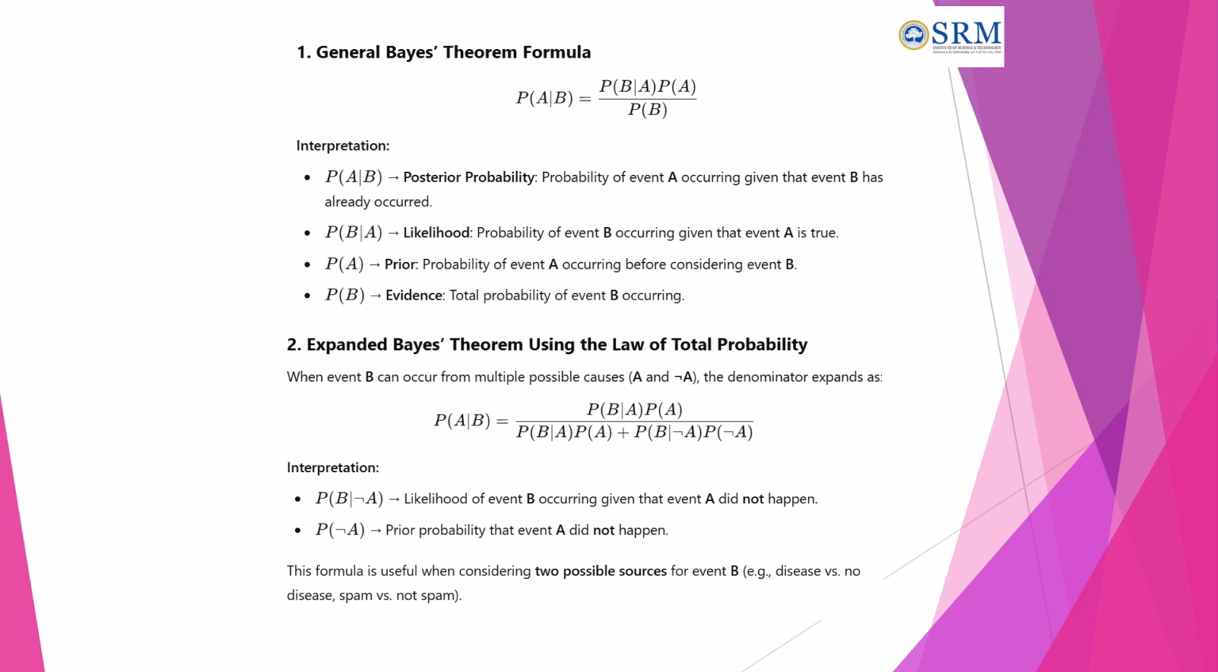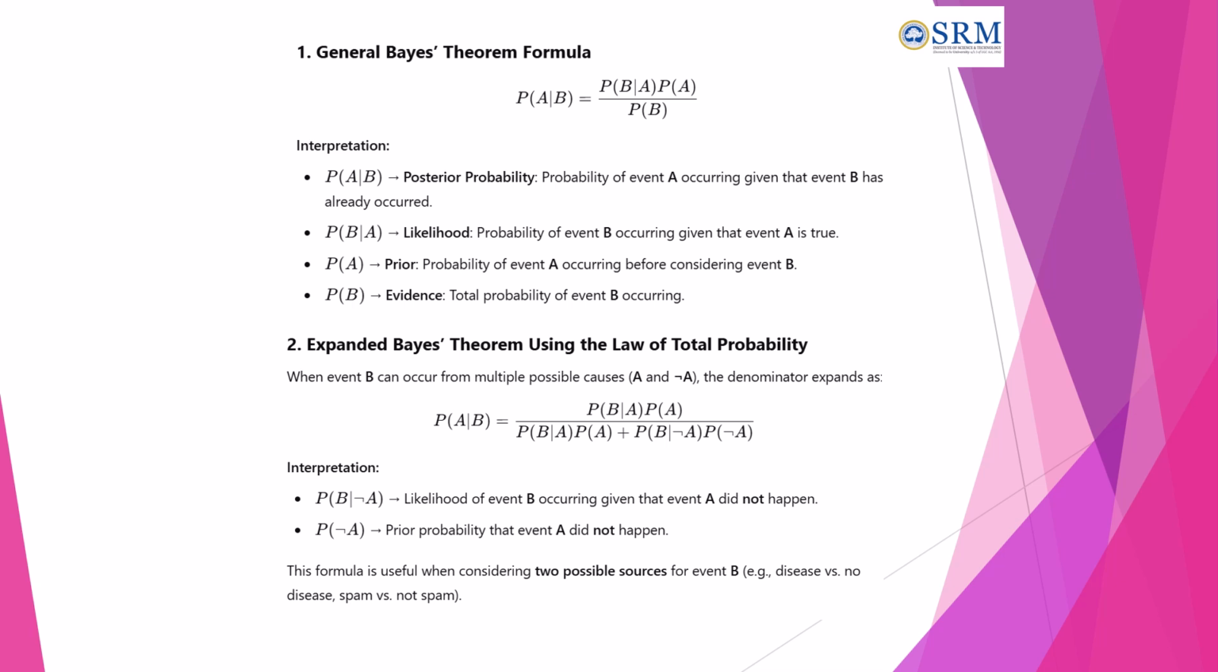P(B|A) is the likelihood, the chance of observing event B if A is true. P(A) is the prior probability, our initial belief about A before seeing B. P(B) is the evidence, or total probability of B occurring.